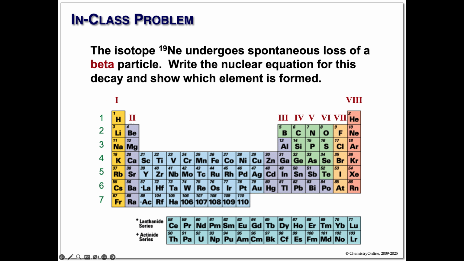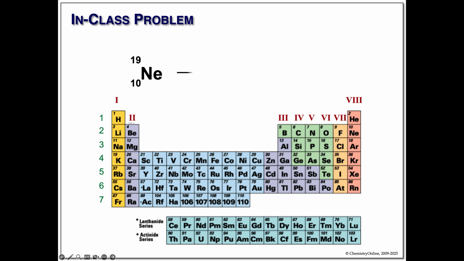Not only heavy elements can lose things like beta particles, neon-19 does as well. Neon-19 loses a beta. When it does, this goes from 10 up to 11. 11 in our periodic table is sodium. Again, mass number doesn't change. We have sodium-19. Any questions?